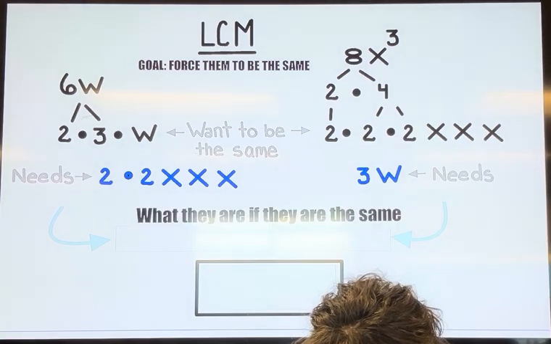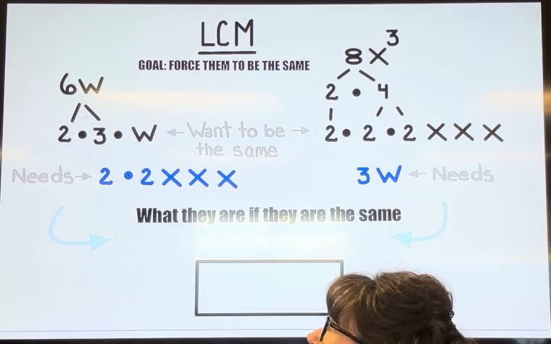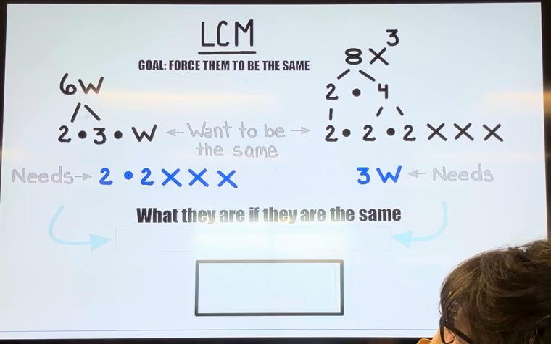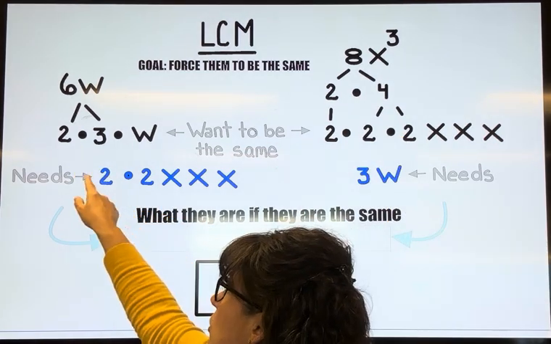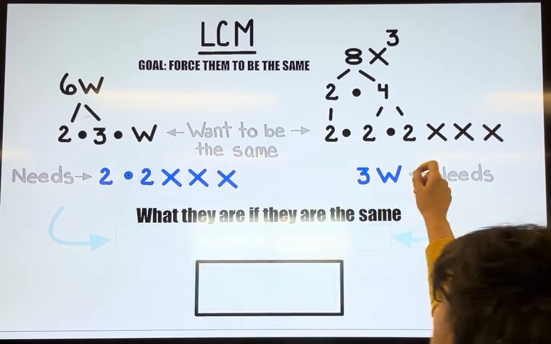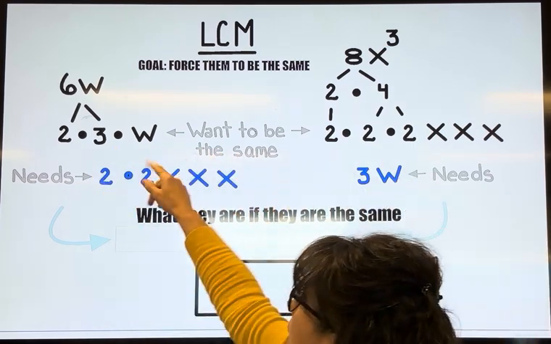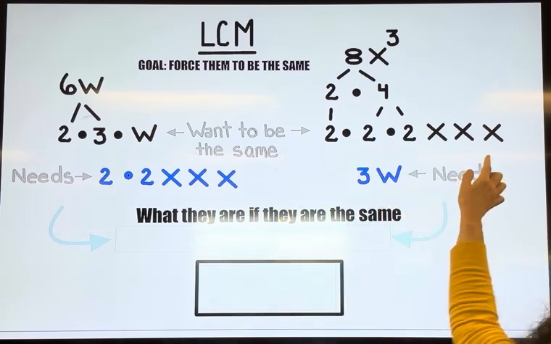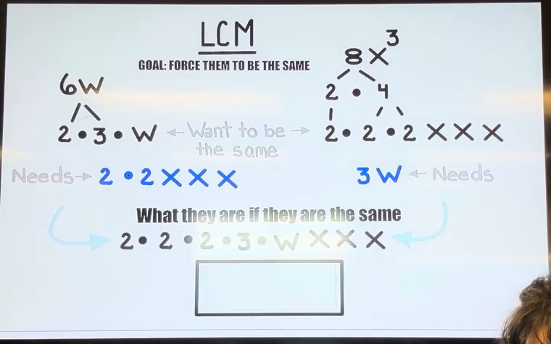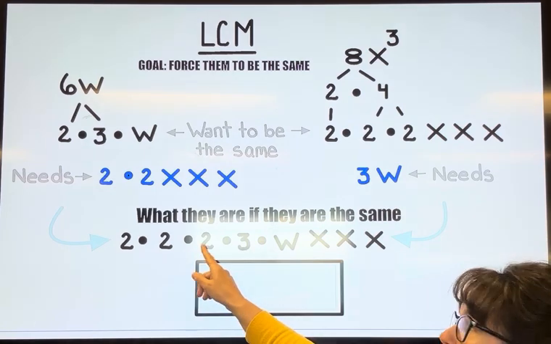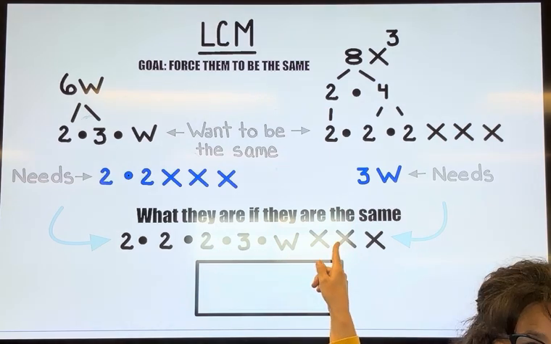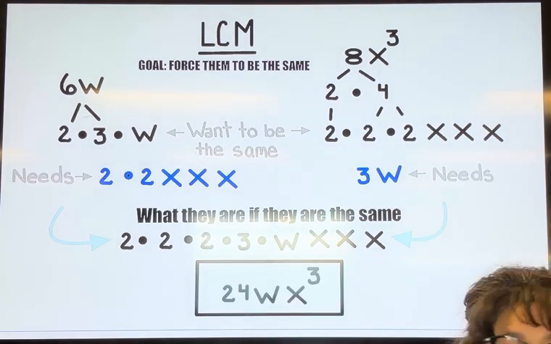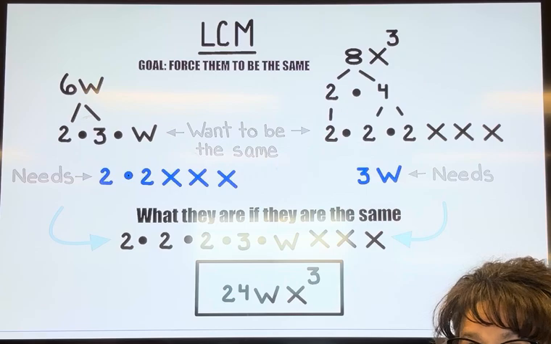So in other words, what is that if they're the same? Well, looking at what we have here, we have 2, 2, 2. They both have 2, 2, 2. They have a 3, 3. They have a w, and an x, x, x, and an x, x, x. Just put all that together. 2 times 2 is 4. 4 times 2 is 8. 8 times 3 is 24. wx cubed. And there is our least common multiple.